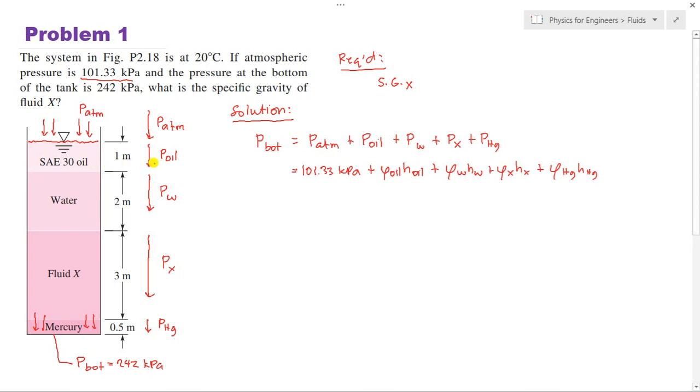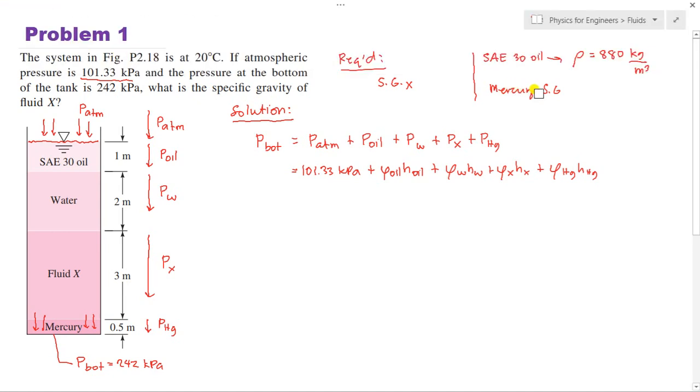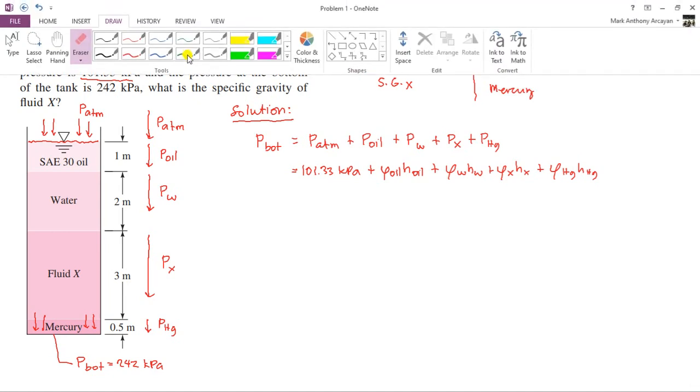So you have to know them, and since I have memorized the values, for SAE 30 oil, the density is equal to 880 kg per cubic meter. So see, it is lighter than water. How about for mercury, sir? So for mercury, that is Sg Hg, abbreviated as Hg. Mercury is Hg, just as water is H2O.